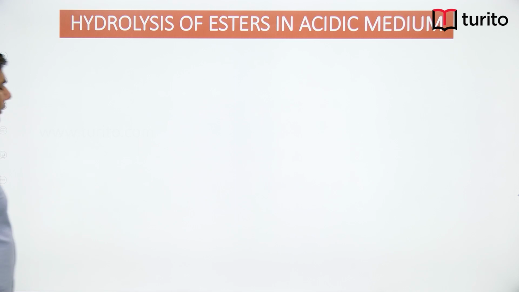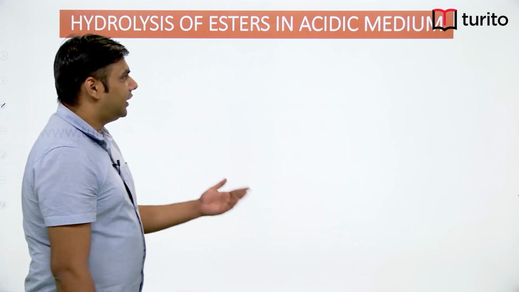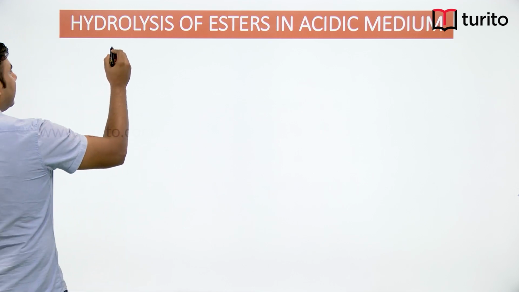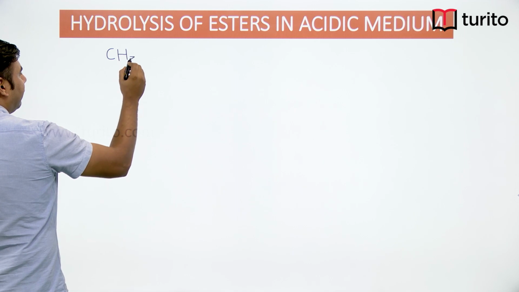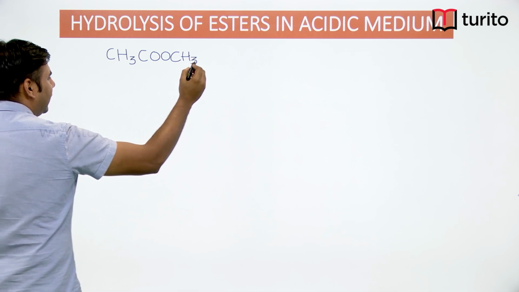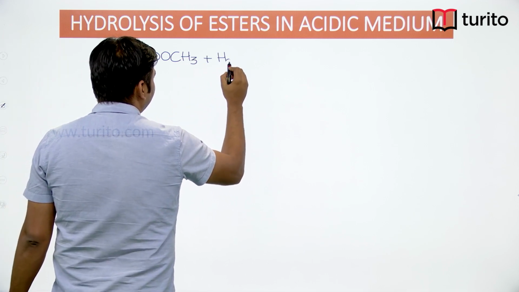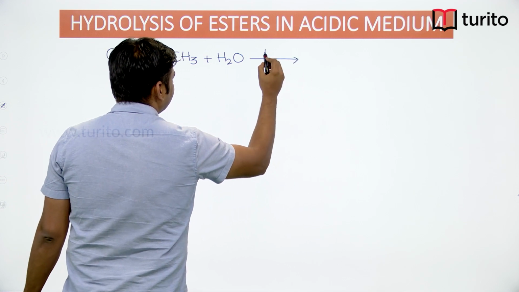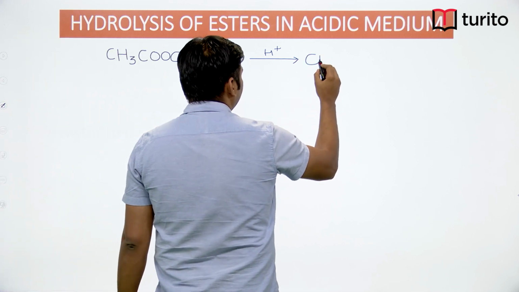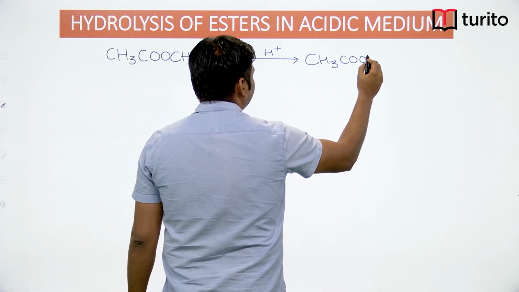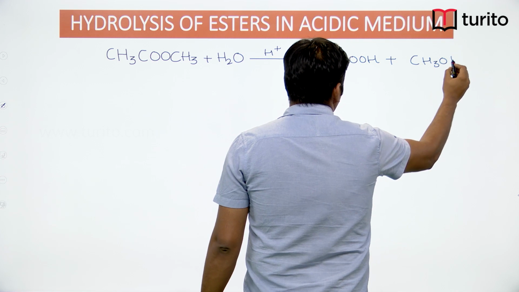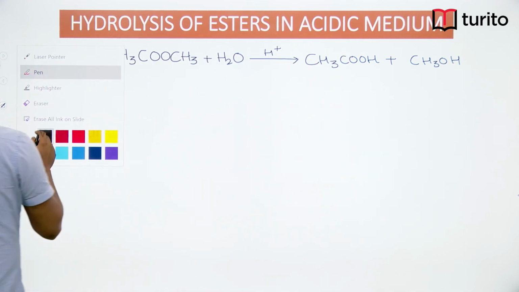Now let us understand the hydrolysis of ester in acidic medium and how it is determined experimentally. Let us write a hydrolysis reaction. Suppose we have methyl ethanoate and we are hydrolyzing it in acidic medium. This reaction is catalyzed by H plus, so it would get converted into acetic acid, plus we will get methanol over here.